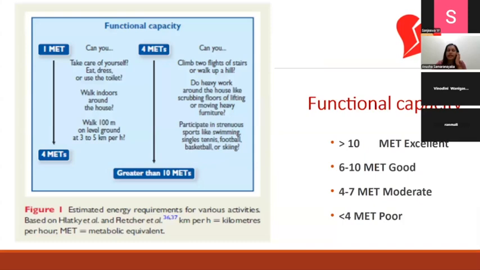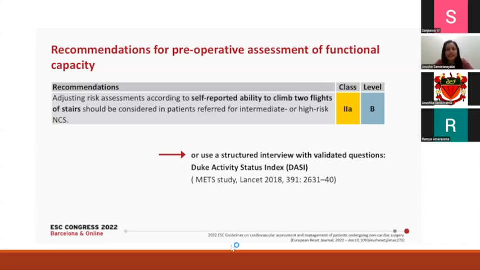In the AHA guidelines, the American Heart Association guidelines, they highlight the importance of assessment of functional capacity using a valid risk tool. In the ESC, the European guidelines, they recommend assessing functional capacity by the self-reported ability to climb 2 flights of stairs. So every day, anesthetists ask this question, irrespective of the surgery and the physical condition of the patient: whether the patient is able to climb 2 flights of stairs.